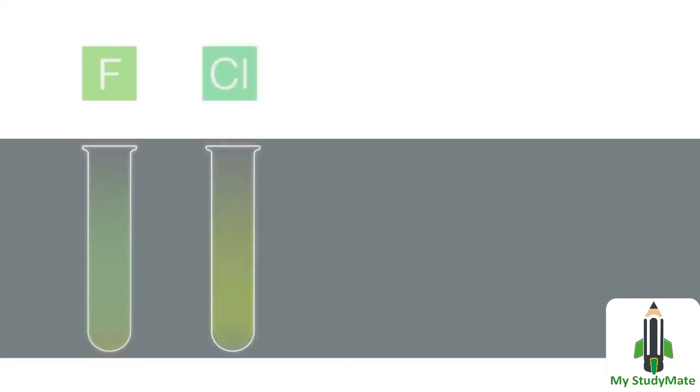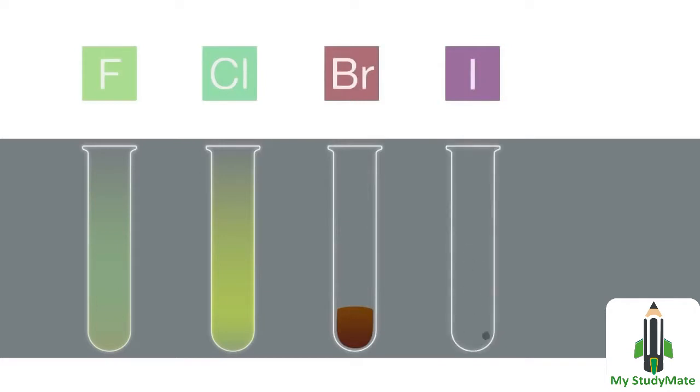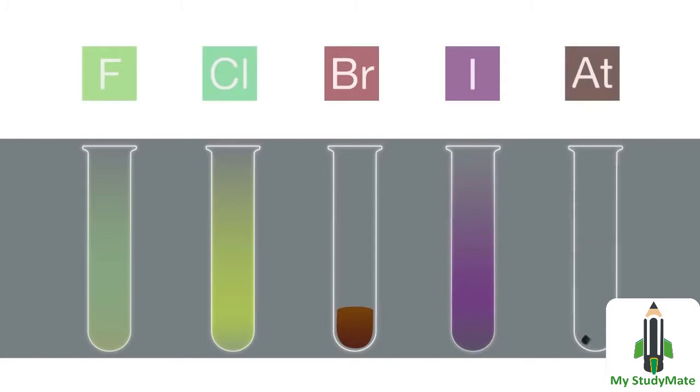Fluorine is a very pale green gas. Chlorine is a greenish yellow gas. Bromine is a reddish brown liquid. Iodine is a grey solid that sublimes to a purple vapor. Astatine is a black solid and radioactive.